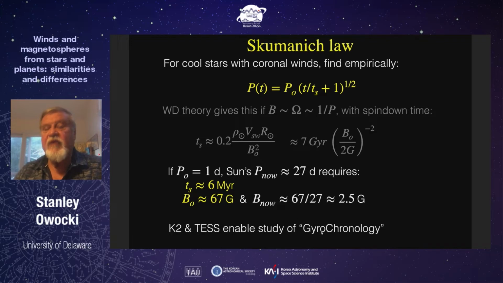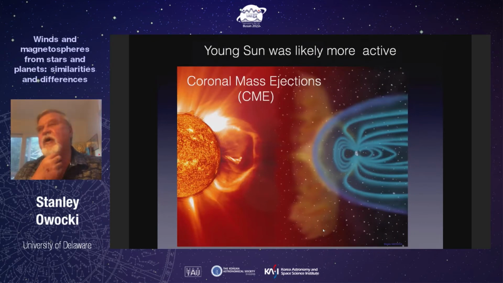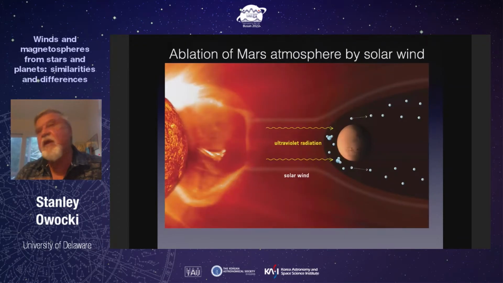And this leads to the whole study of what's called gyrochronology. With all the data we have from Kepler and TESS, you can actually track the spin down of low mass stars, cool stars. And the implication is that the young sun was likely much more active, with much more activity like coronal mass ejections. These coronal mass ejections impacted planets like the Earth. But most importantly, you have planets that don't have a magnetic field.